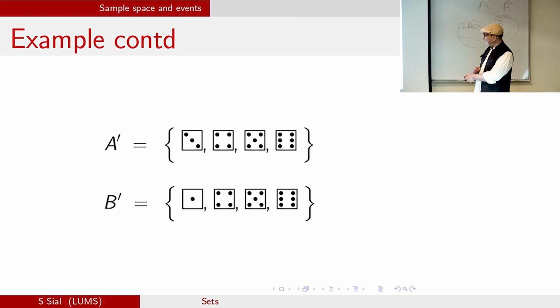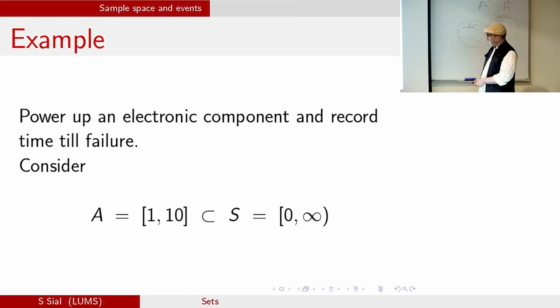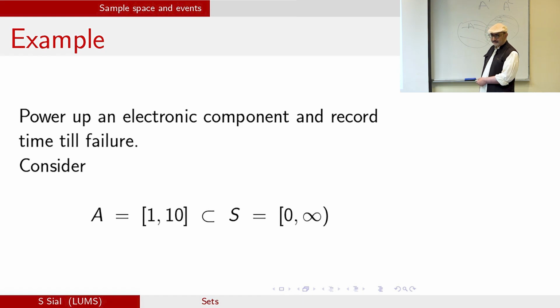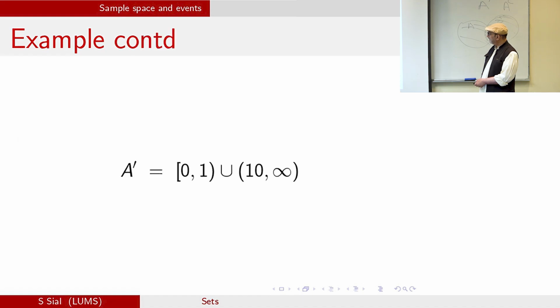Okay? So, as you said, these are our A complement and our B complement. So these are new events also, subsets of S, subsets of the sample space. Okay, we had A was the interval from 1 to 10. That was an event inside this S. This is A. The complement is 0 to 1, union 10 to infinity, but not including 10, not including 1. Okay, so this is what the complement looks like.